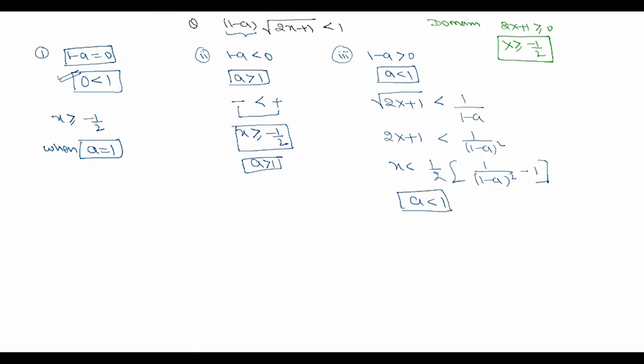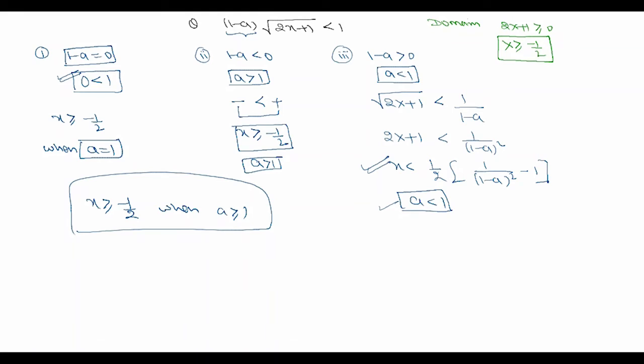So the answer to this question is x is greater than or equal to minus 1 by 2 when a is greater than or equal to 1. But the answer is x is less than 1 by 2, 1 upon 1 minus a whole square minus 1, when a is less than 1. So that is the answer to this question.